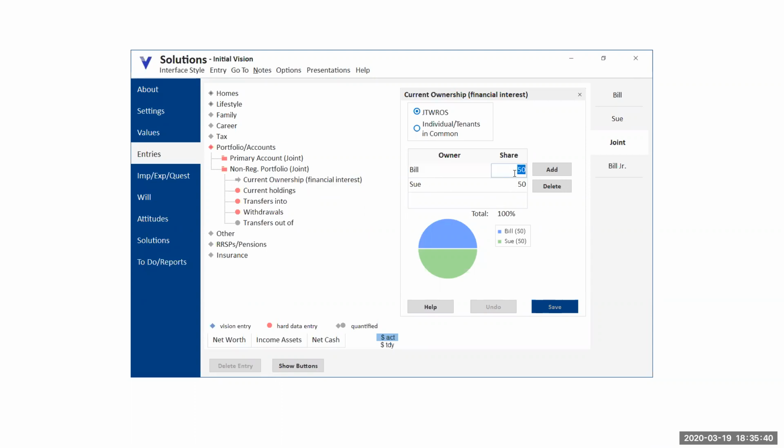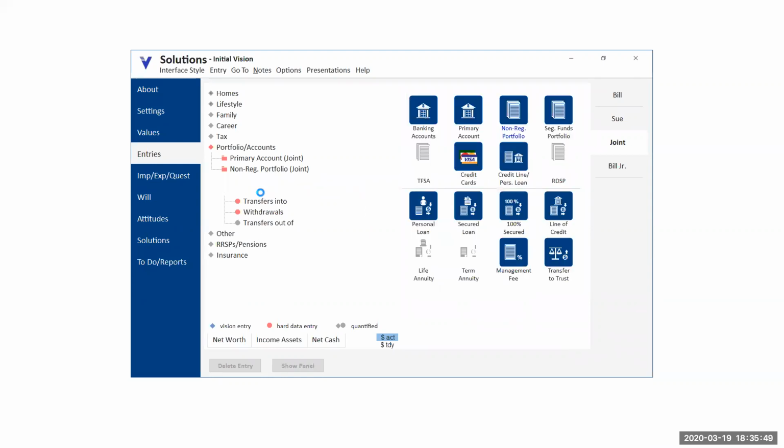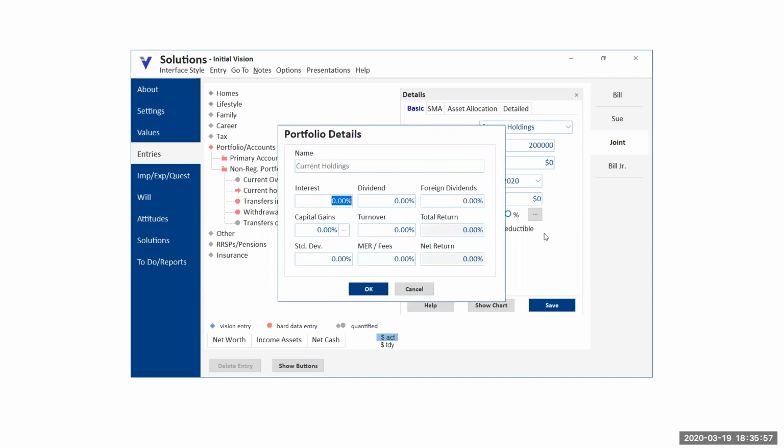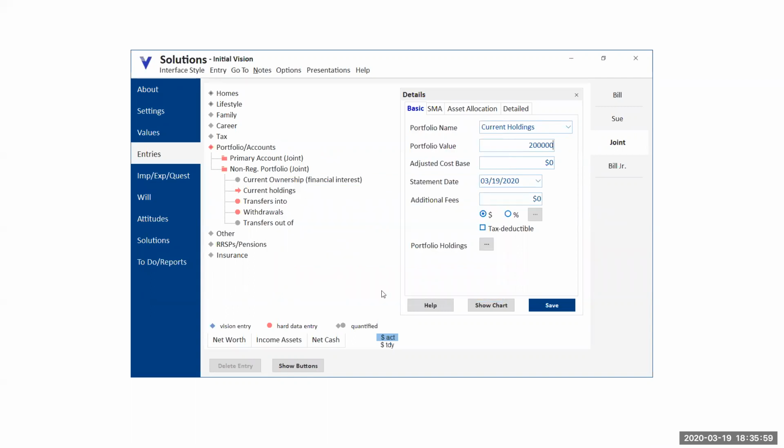So what I'm going to do to illustrate this is change the relative financial interest to 70-30. And then also I'm going to add $200,000 to the portfolio, and I'm going to assign it a 2% interest return, so that we're talking about $4,000 of annual interest income.